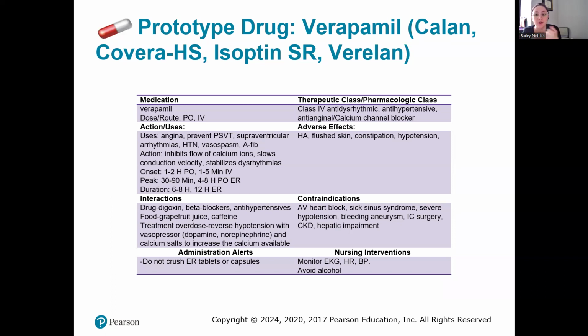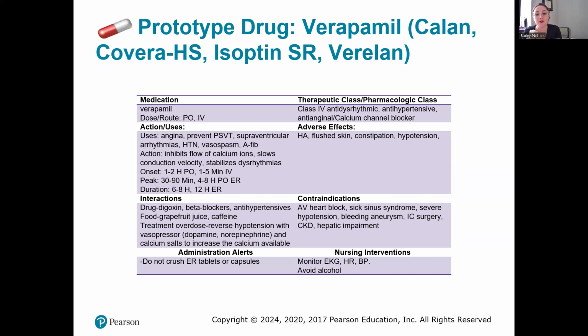So we use it for angina, PSVT, to prevent PSVT, SVT, hypertension, vasospasms, AFib. Not many adverse effects: headache, flushed skin, constipation, hypotension. Nowhere on here does it say it affects your heart rate. It doesn't cause brady or tachycardia, but it will affect your blood pressure.